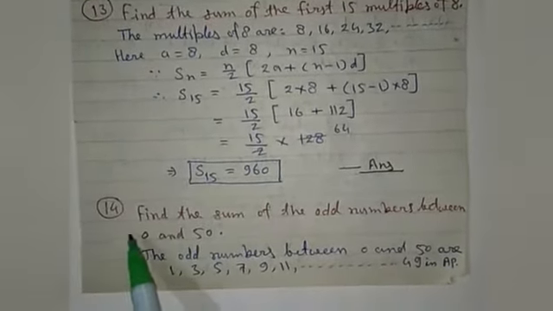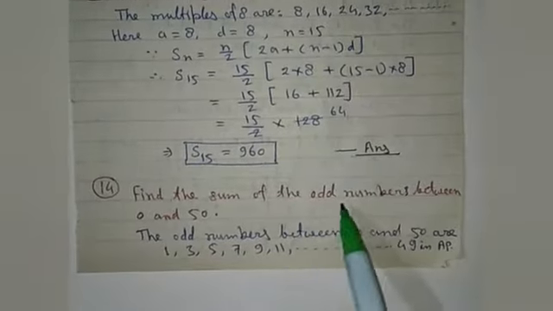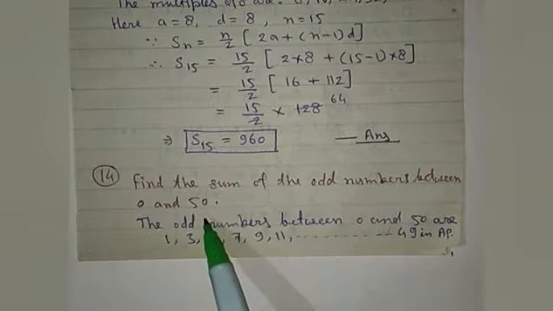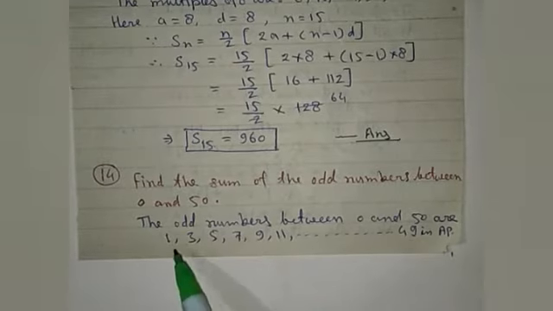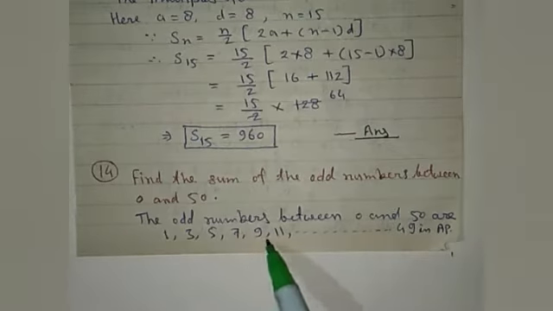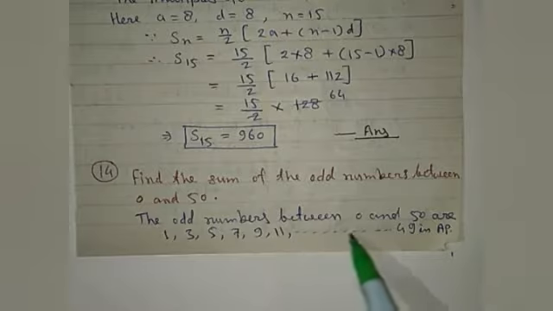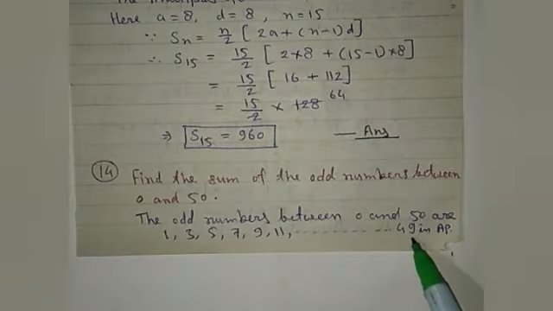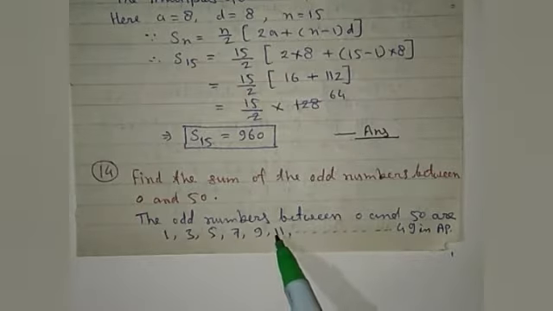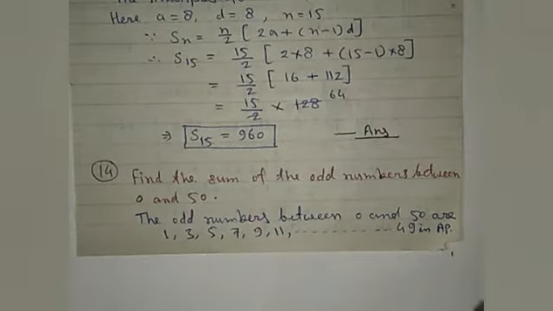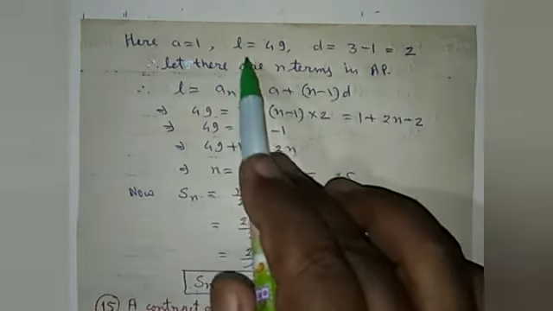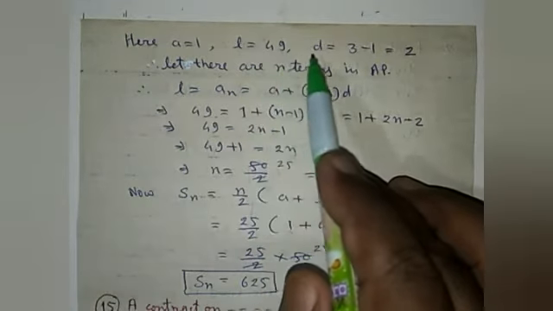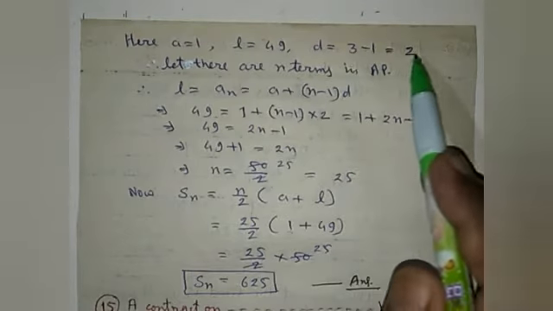Now in question number 14, find the sum of the odd numbers between 0 and 50. So here the odd numbers between 0 and 50 are 1, 3, 5, 7, 9, 11, 13 and so on up to 49. So these numbers are in AP because it has a common difference of 2. So here a is equal to 1 and last term l is equal to 49 and d is equal to 3 minus 1, that is 2.